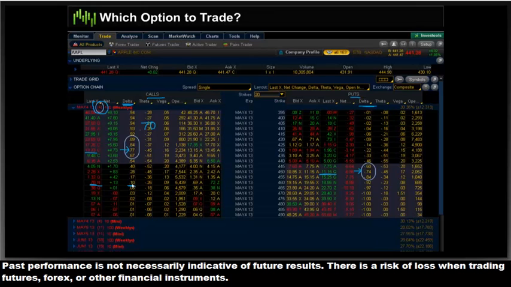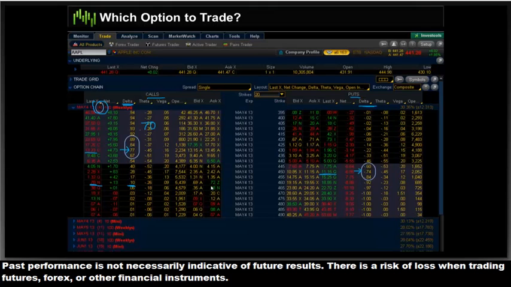But think about it. In order for you to make money on this trade, if the price of Apple moves $1, you only make 10 cents. Okay? Now, another thing too, it's quoted at 0.70 as the last price, but look at the bid and the ask. It's pretty wide.